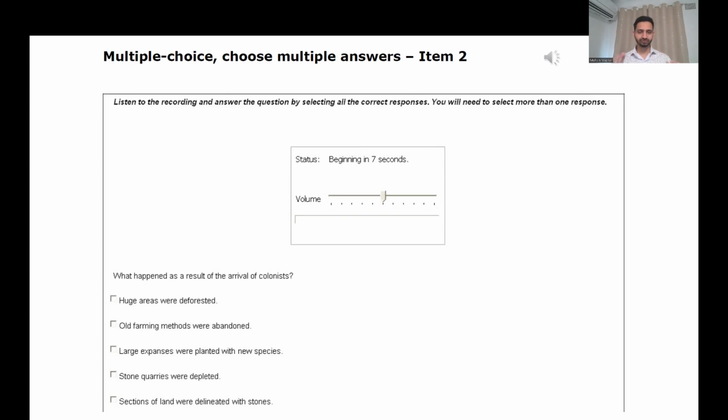All right, so please let's read the options now. You heard what happened when the colonists arrived; what are the events? We're going to read the options. What happened as a result of the arrival of colonists? The first option says huge areas were deforested. Second option, old farming methods were abundant. Option number 3, large expanses were planted with new species. Number 4, stone quarries were depleted. And number 5, sections of land were relineated with stones.